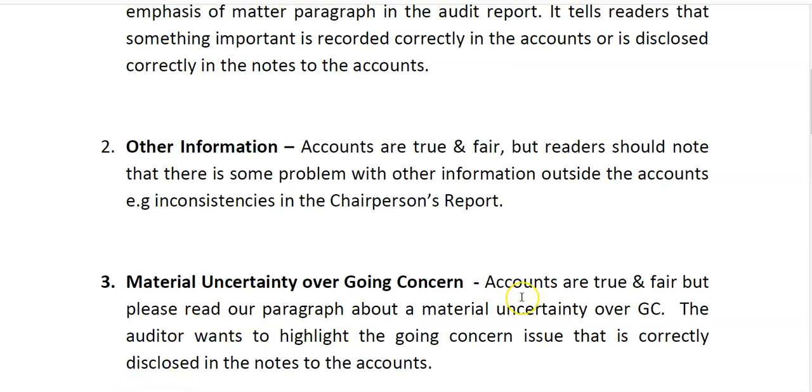So the accounts are true and fair, but please read our paragraphs. This used to be covered under an emphasis of matter, but now it's just a different name for it, material uncertainty over going concern. But really it's the same thing as an emphasis of matter paragraph. So all we're doing is the auditor is highlighting the going concern issue that's correctly disclosed in the notes. So therefore the accounts are correct, they're true and fair, it's unmodified, but we have to add in this paragraph called material uncertainty over going concern.